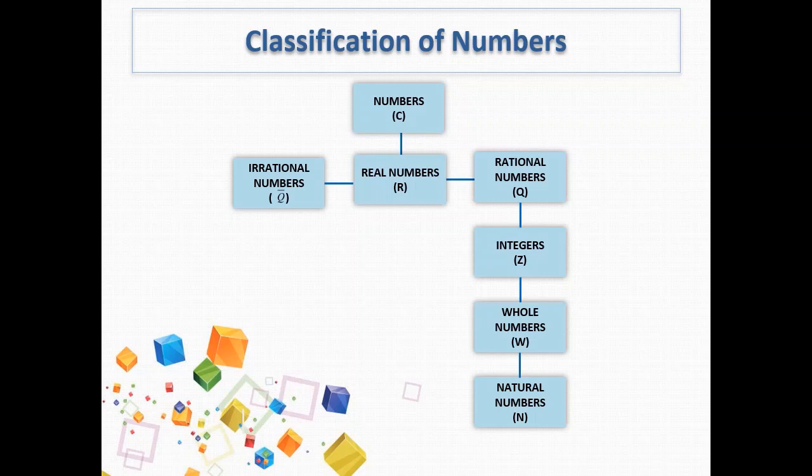classification of numbers. Usually we know that numbers are real numbers, where real numbers are divided into two: the first one is irrational numbers, and the second one is rational numbers. Rational numbers can be divided into a few more types, like integers, whole numbers, and natural numbers.